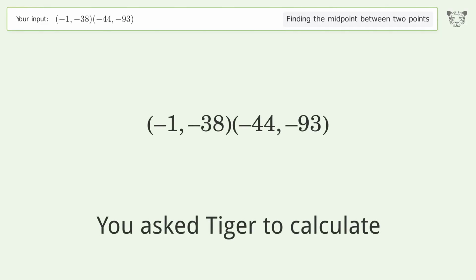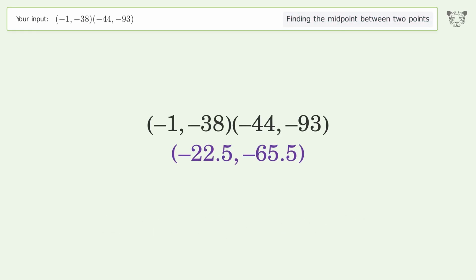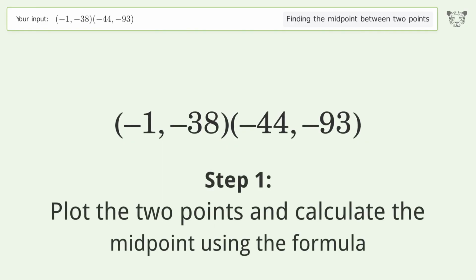You ask Tiger to calculate. This deals with finding the midpoint between 2 points. The midpoint between the 2 points is -22.5, -65.5. Let's solve it step by step. Plot the 2 points and calculate the midpoint using the formula.